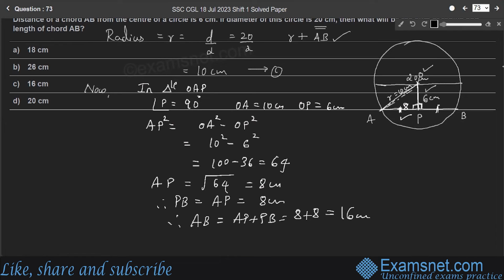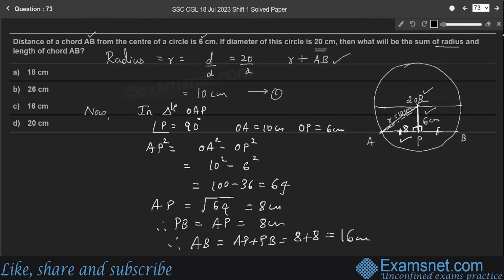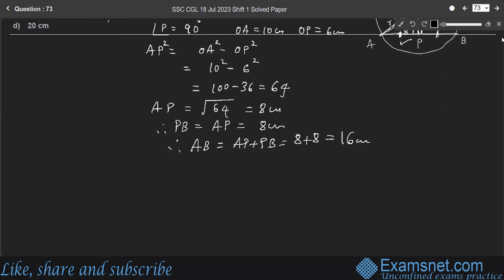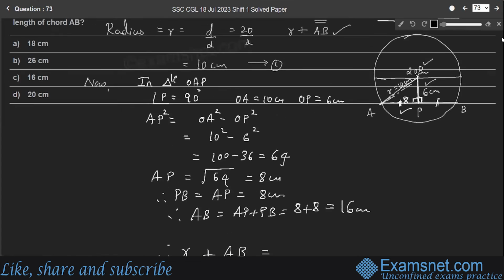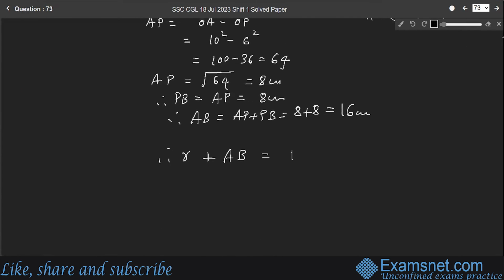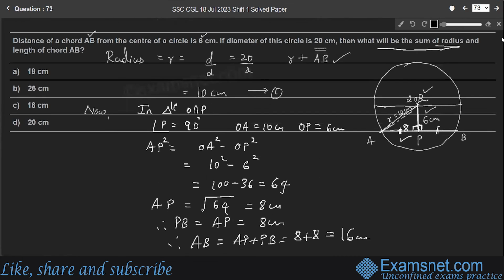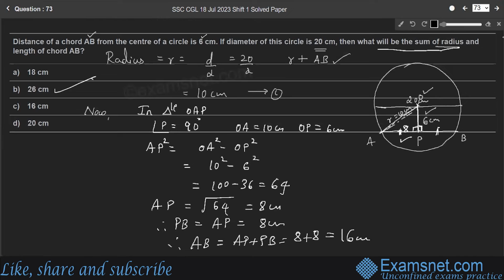which is equal to 16 centimeter. Here the question is, what will be the sum of the radius and length of the chord? Therefore, radius plus the length of the chord, R plus AB, is equal to, since radius is 10 centimeter, 10 plus 16, which is equal to 26 centimeter. Sum of the radius and the length of the chord is 26 centimeter, option B.